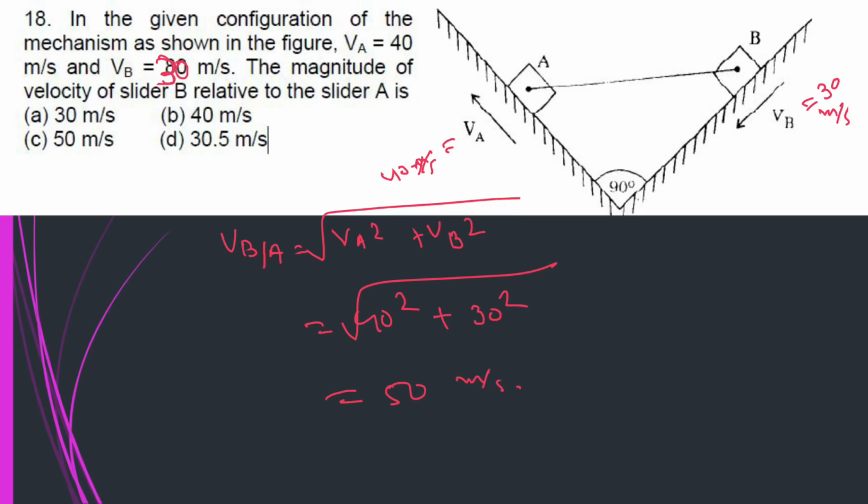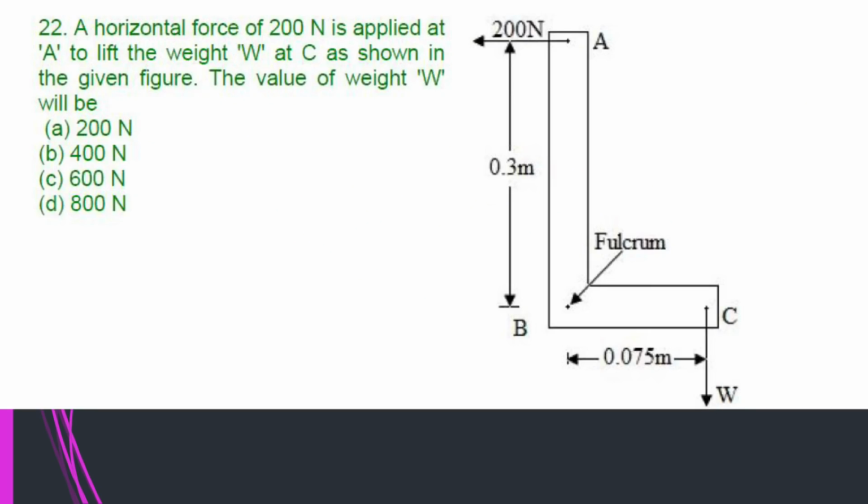Question is, a horizontal force of 200 Newton is applied at A to lift the weight W at C as shown in the given figure. The value of W will be how much? So if you take moment at B point, fulcrum, along B point, clockwise you will take positive and anti-clockwise you will take negative. First W into 0.075 minus 200 into 0.3 is equal to 0.